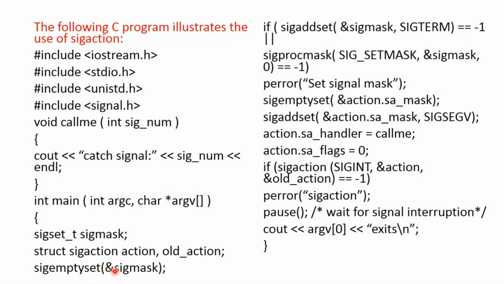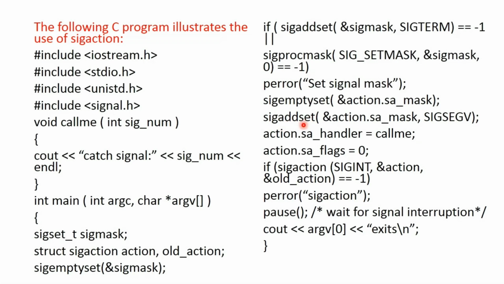Inside the main function you are declaring the signal mask, and then you are defining the structure sigaction. It has two variables, action and oldaction, and then you are calling the API sigemptyset. You are passing the address of sigmask here just to set a signal mask for the process. Then by calling sigaddset, you are trying to add the signal SIGTERM to the signal mask.